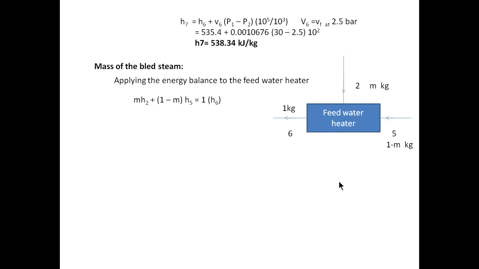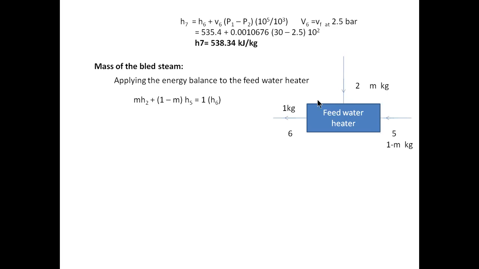I need to equate these two, right? What is the input we are having? The input is m into h2, plus 1 minus m into h5. I will take the input on the left side. Again, m into h2, that is the input, plus 1 minus m into h5, that is the input to this feed water heater.